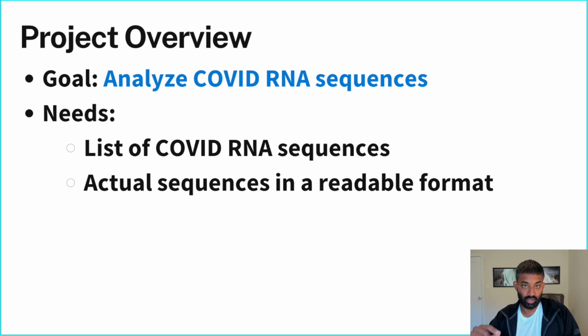So the first thing we need is the metadata. So that is all of the COVID RNA sequences that are out there, and basically an ID that lets you download the actual sequence. And then we need to actually download the sequences. So those are the two steps we're going to follow today. Then we're actually going to do a little bit of analysis on the sequences.